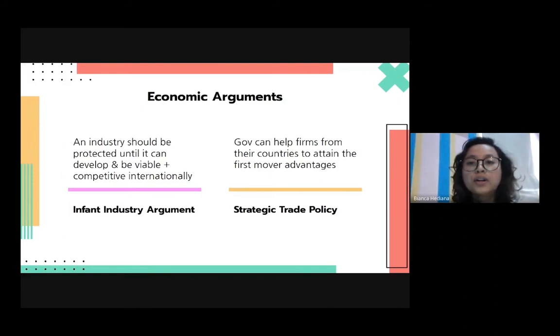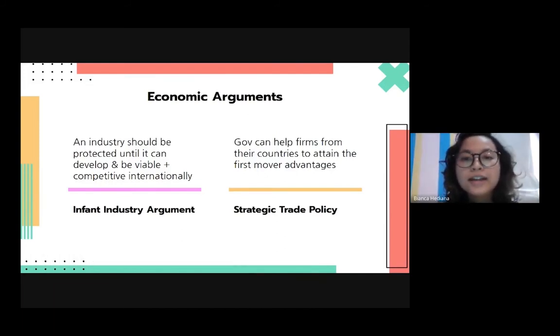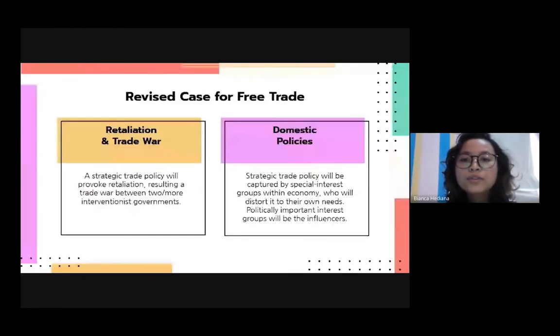So, to be short, what is the argument for strategic trade policy? Well, in cases where there might be important first mover advantages, government can help firms from their countries attain these advantages. Government can help firms overcome the barriers to entry to industries where foreign firms have initial advantage. So those are two of the economic arguments for government intervention: the infant industry argument and the strategic trade policy argument. So we come to the next slide.